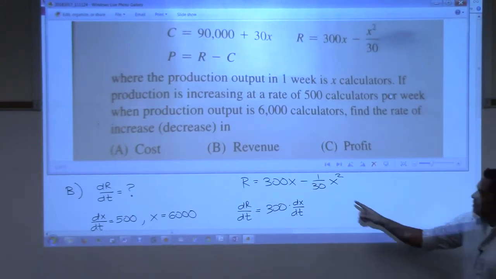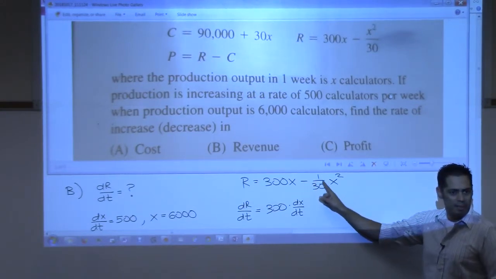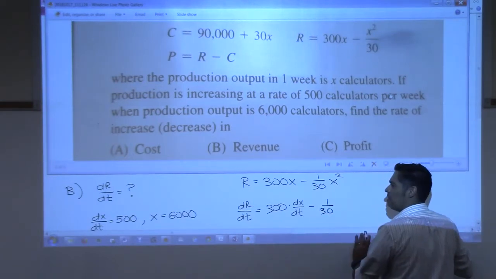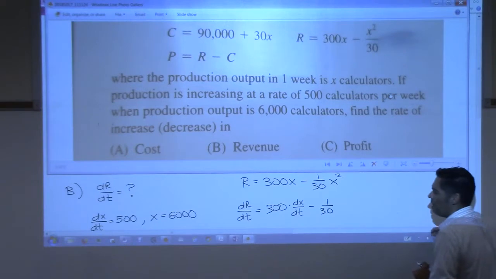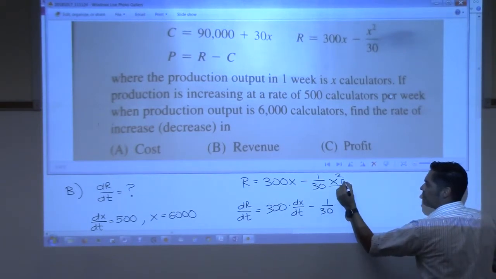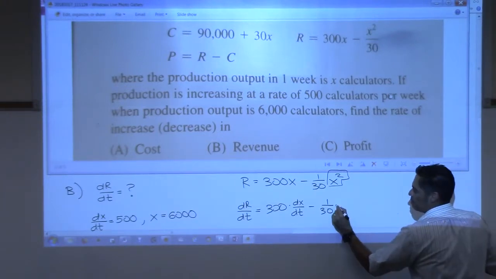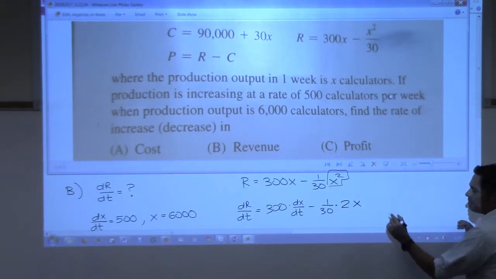Now, negative 1/30 is going to come for the ride, because it's attached to the front. Negative 1/30 comes for the ride. And now I'm trying to take the derivative of x squared. Junk squared is what? 2x times dx dt.